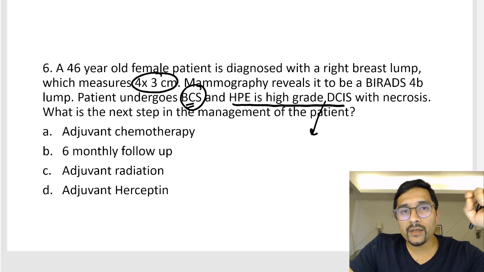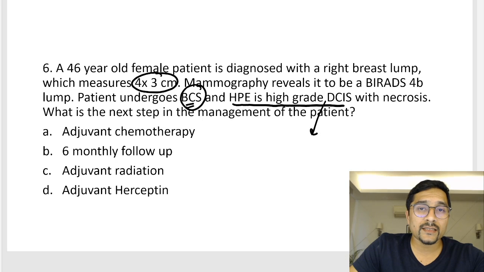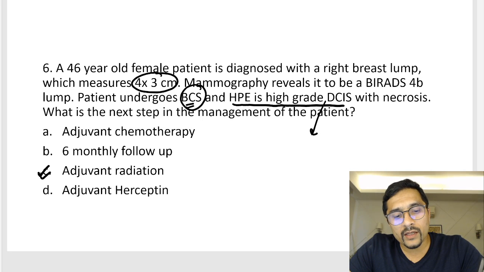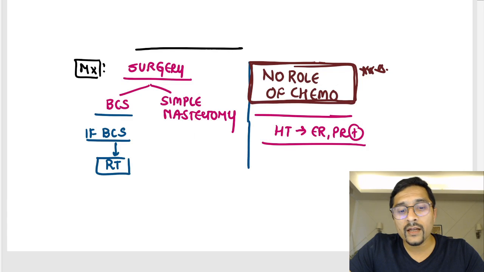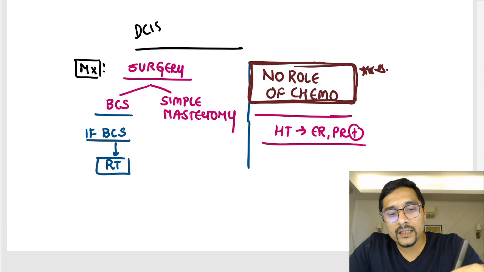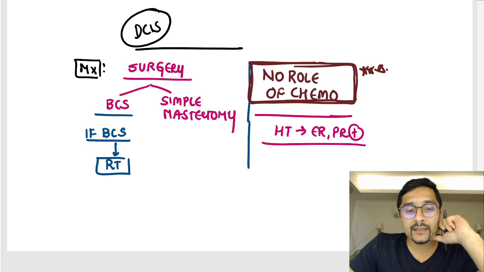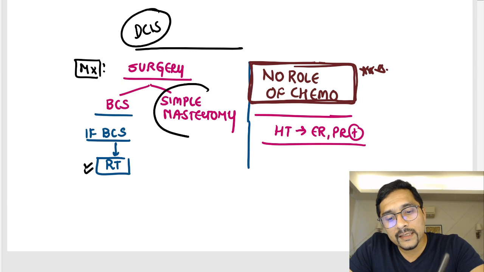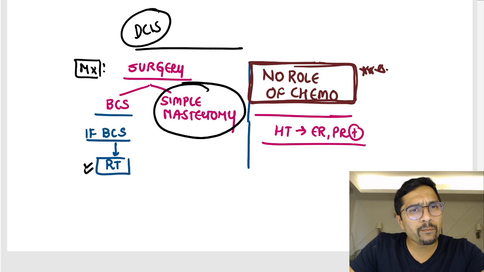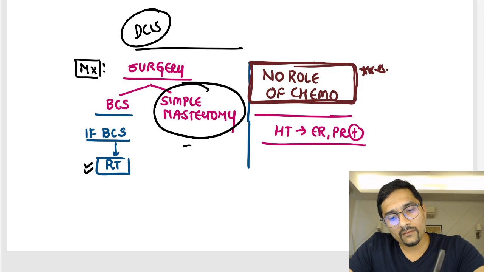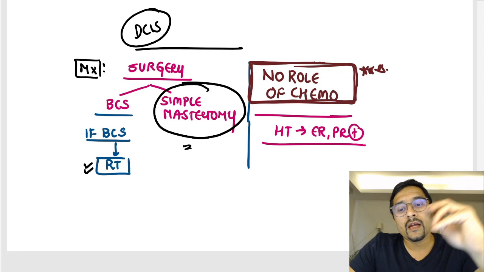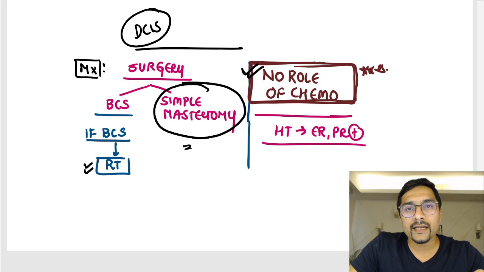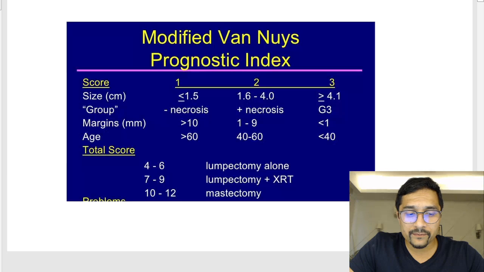We have discussed multiple times that if the patient undergoes breast conservation, then we always have to give radiation to these patients. Okay, so DCIS, ductal carcinoma in situ, surgery can be breast conservation. If we do breast conservation, radiotherapy is mandatory, or we can do simple mastectomy. Why simple? Because this is non-invasive cancer, so the lymph nodes will not be involved, so we can do simple mastectomy. There is no role of chemotherapy in DCIS, and if ERPR is positive, we give hormonal therapy as well.